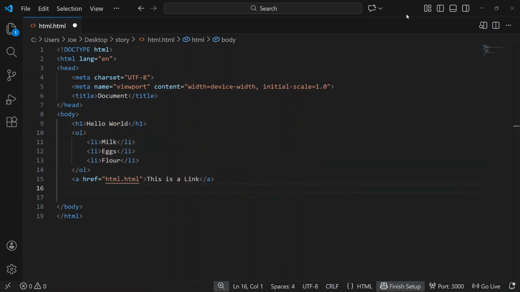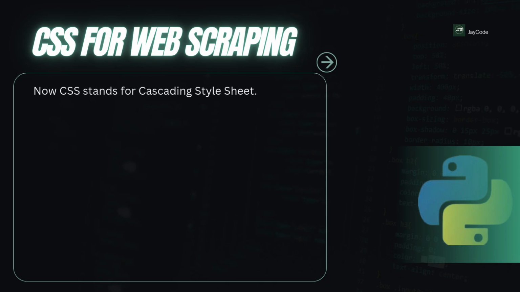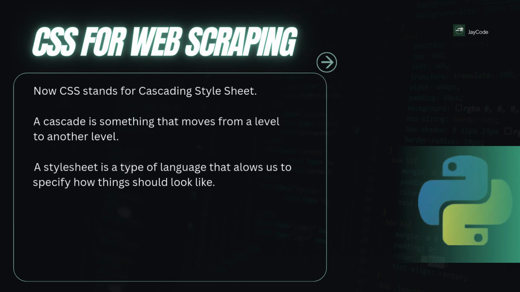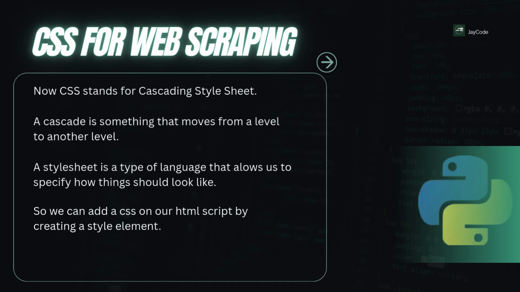We'll be talking about CSS for web scraping. Now CSS stands for Cascading Style Sheets. A cascade is something that moves from one level to another level. A style sheet is a type of language that allows us to specify how things should look. So we can add CSS to our HTML script by creating a style element.